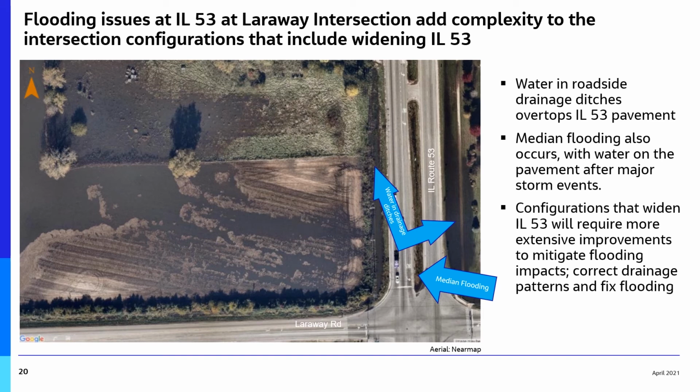In addition, it should be mentioned that this section of Route 53 is entered on the National Register of Historic Places. Route 53 was originally marked Route 66. The proposed improvement will minimize impacts to sensitive environmental resources.